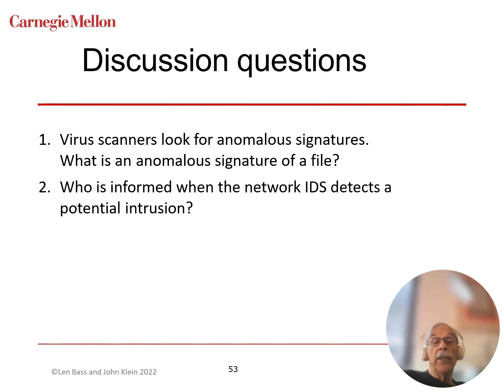Okay, so a couple more discussion questions. Virus scanners look for anomalous signatures. What's an anomalous signature of a file? And then when the network IDS detects a potential intrusion, what does it do? It just sits there and says to itself, potential intrusion, or does it do something else? And the question is, what does it do and how effective is that?